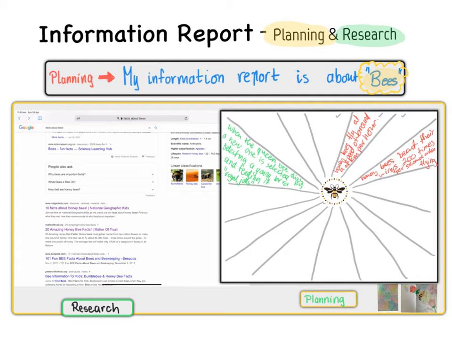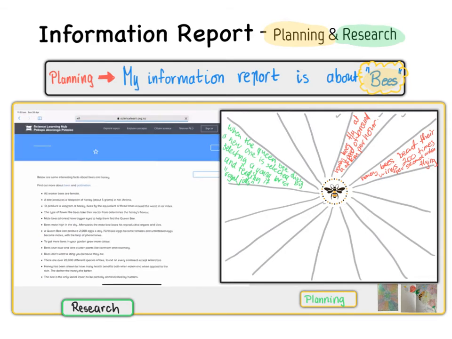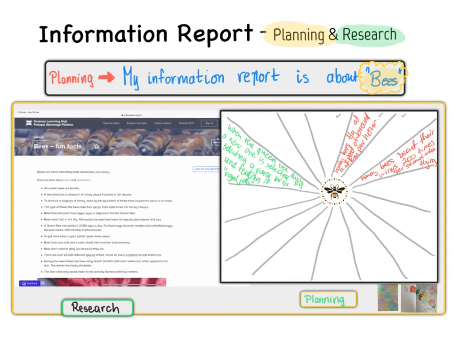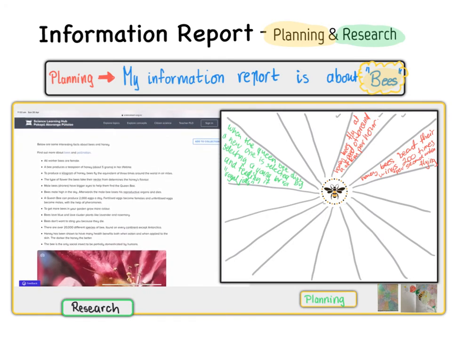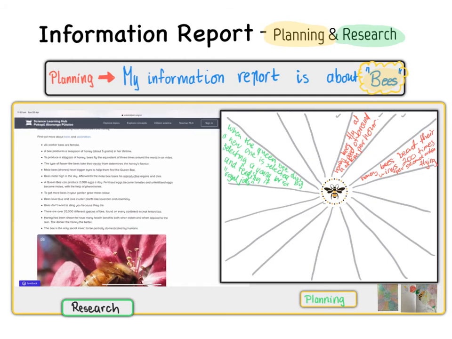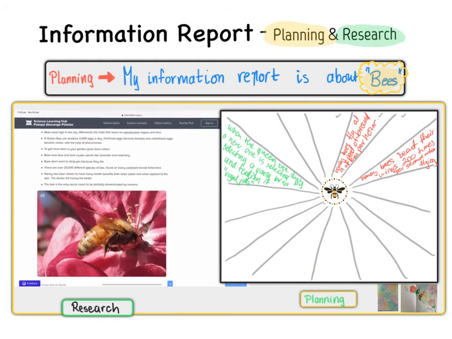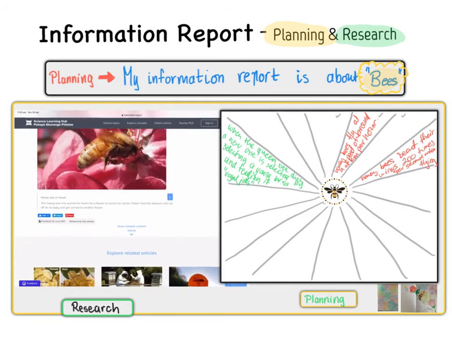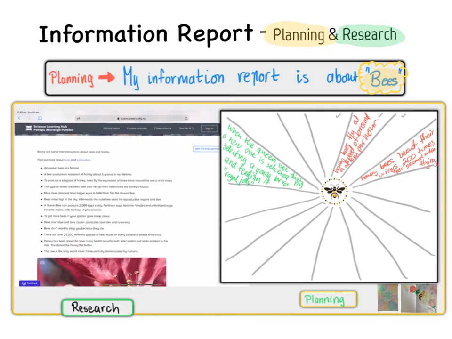Okay. I might go into this Science in New Zealand. Alright, so I'm just scrolling through some facts. Perfect. Okay, so now that I have a different website up, I'm going to see if I can find some interesting facts that I want to put in my writer's notebook page.